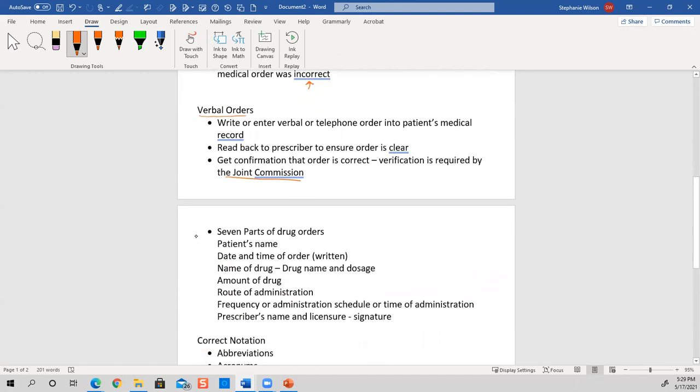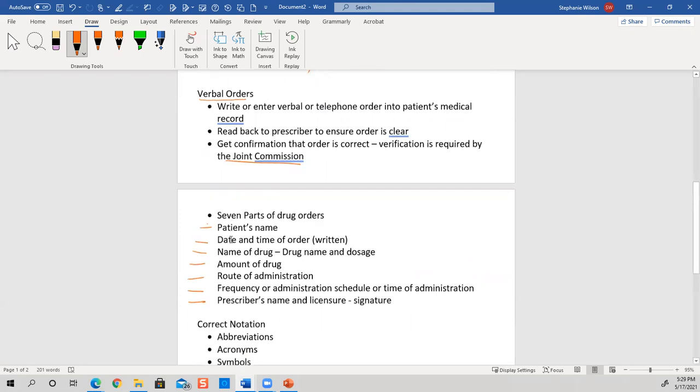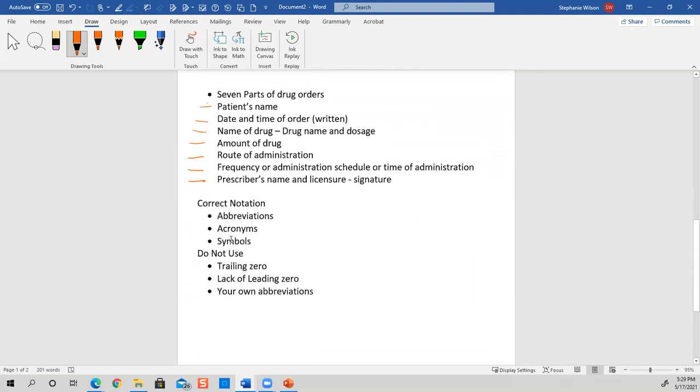There are 7 parts of a drug order. Patient's name, the date and time of the order when it's written, name of the drug and dosage, amount of the drug, route that it's going to be administered, the frequency or administration schedule or time of the administration, and the prescriber's name and licensure. And usually they put their signature or their initials. Correct notation: the correct abbreviations, acronyms, and symbols.